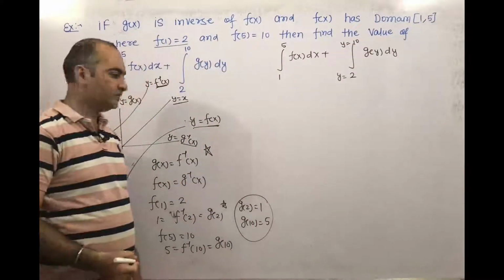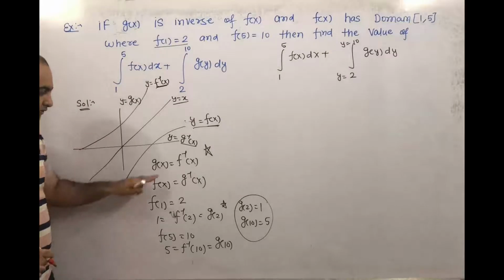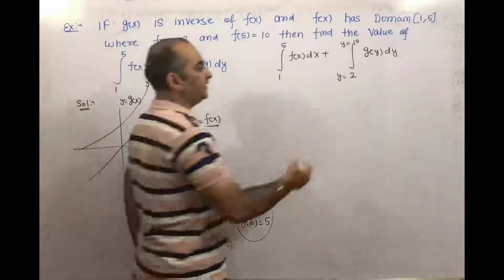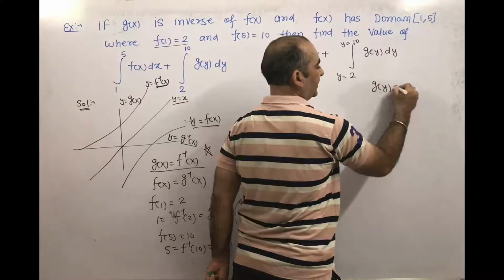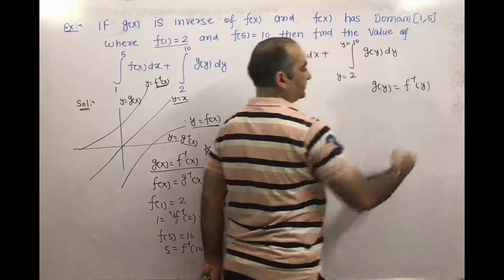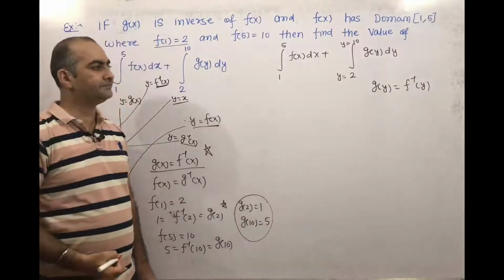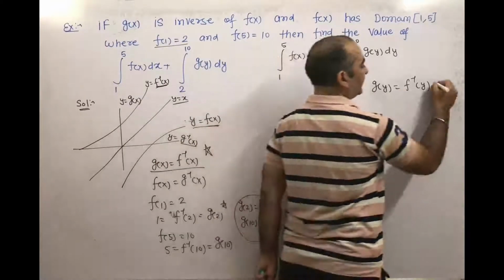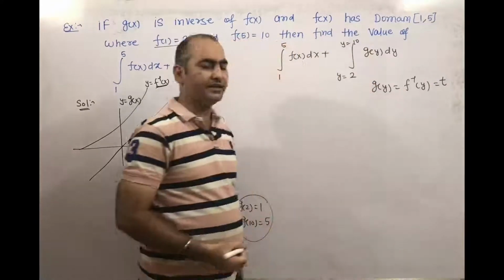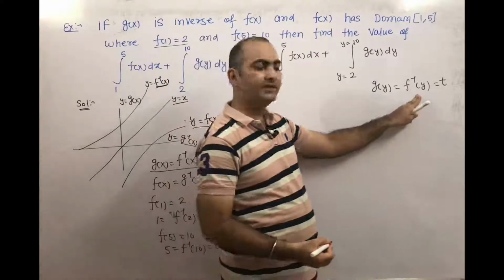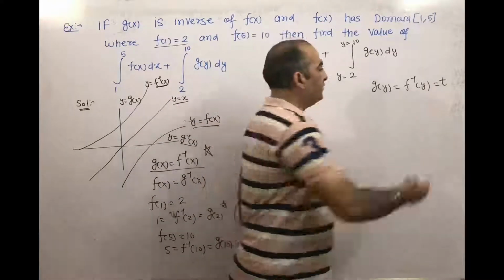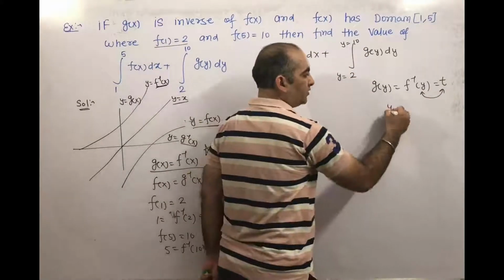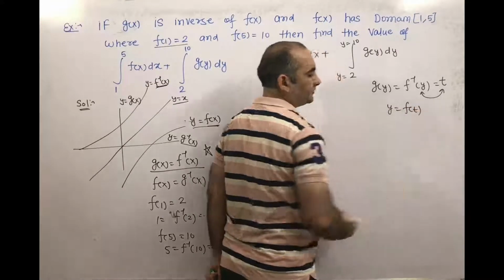So g of y we can write as f inverse y, and this one we take as t. So g of y is f inverse y, and we are assuming this is t. Now taking these two, from here y equals f of t.